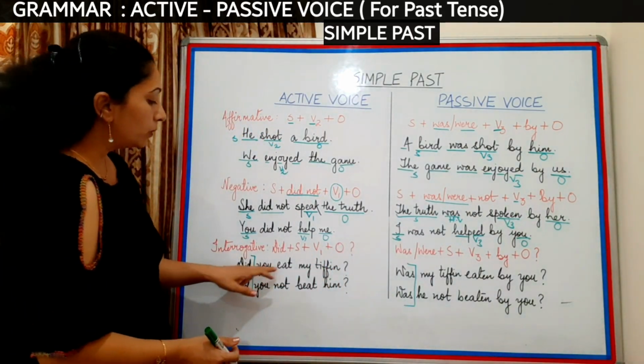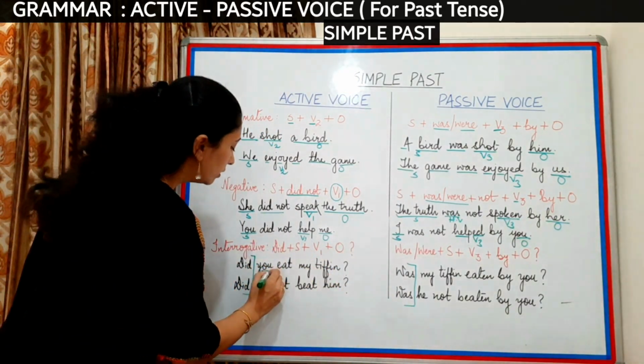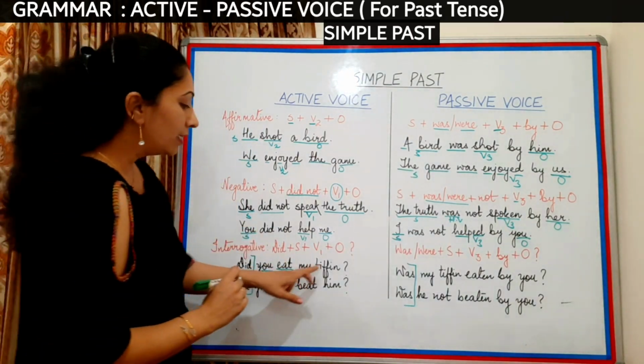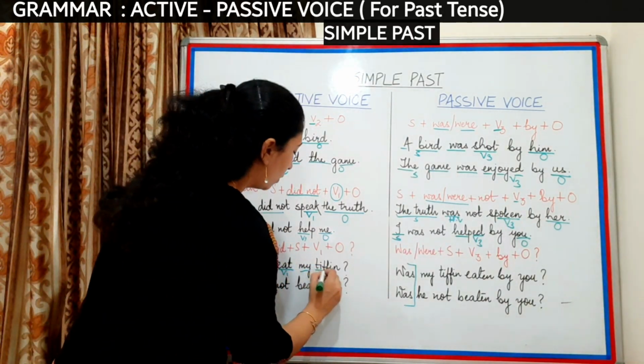Let's start. Did you eat my tiffin? So you here is the subject. Eat will be V1 form because I'm using did. My tiffin becomes the object here.